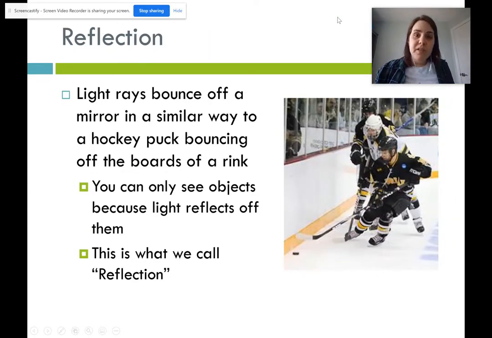So how this is caused is light rays bouncing off an optical device like a mirror, in a similar way, if you've ever played hockey, to a puck bouncing off the boards. If I shoot the puck and it hits the boards, we know it's going to bounce off the boards and come back. The same thing happens to light with things like mirrors. Remember, we can only see things when light bounces off them and goes into our eye. So what a mirror does is light bounces off the mirror back into your eye to show you the image of your face, or whatever you can see in the reflection. And that process is called reflection.